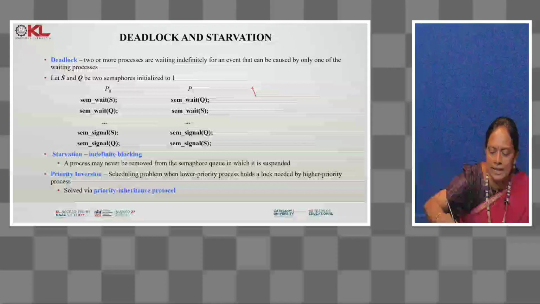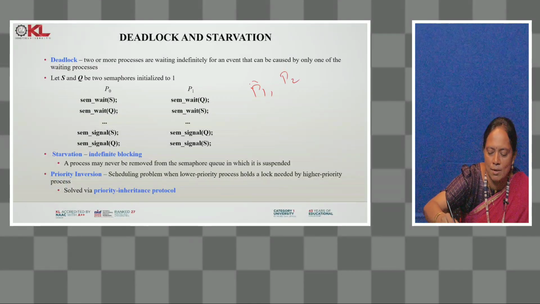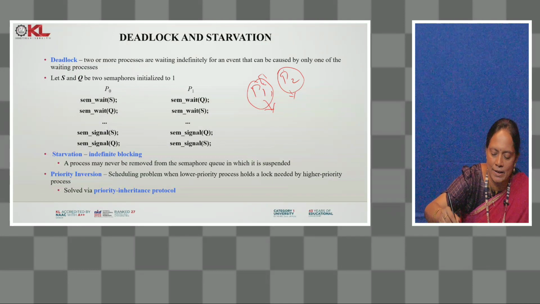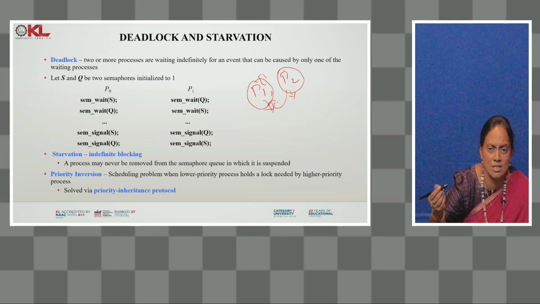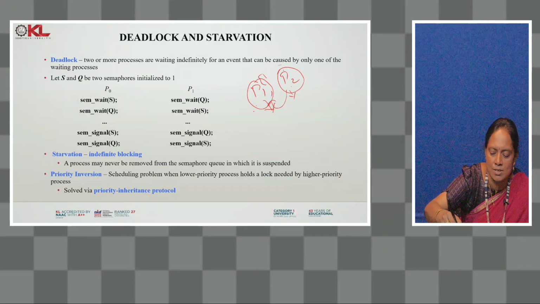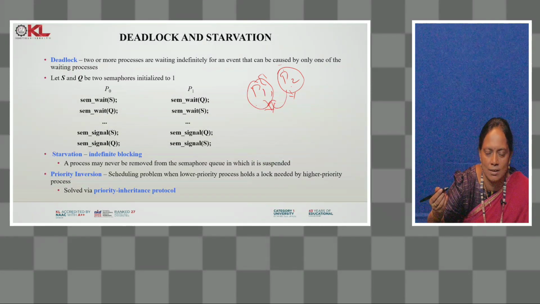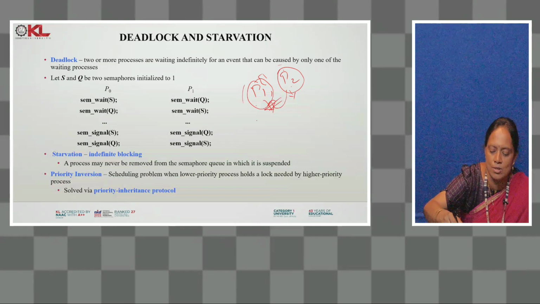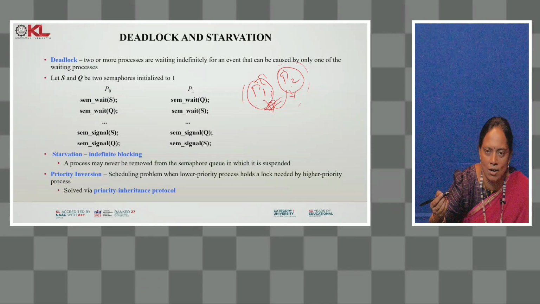Say we are taking two processes, P1 and P2. The process P1 is waiting for an event to be caused by the process P2, and P2 is waiting for an event to be caused by the process P1. In that situation, the two processes have to wait indefinitely. The requirement of neither process is satisfied, the resources are not available, so these two processes go into the deadlock state.